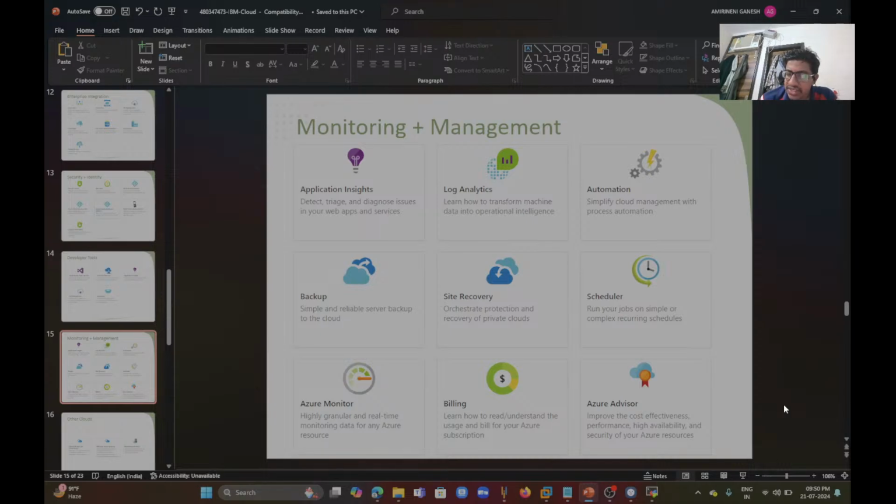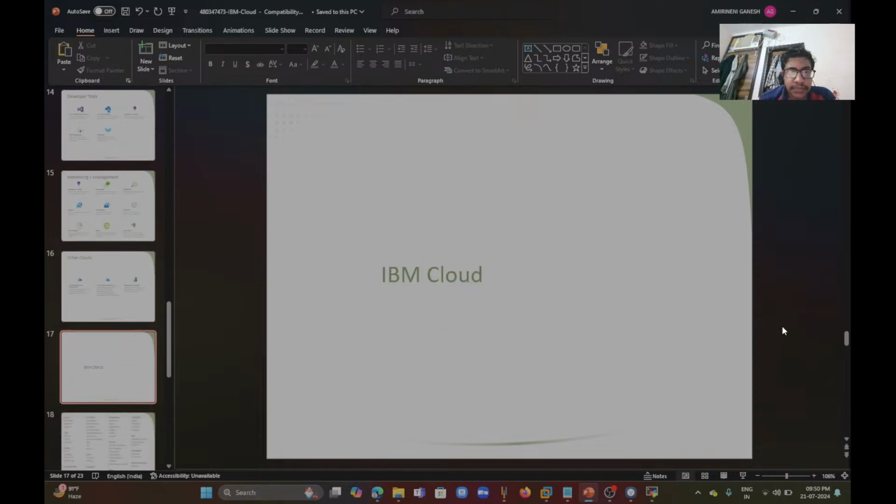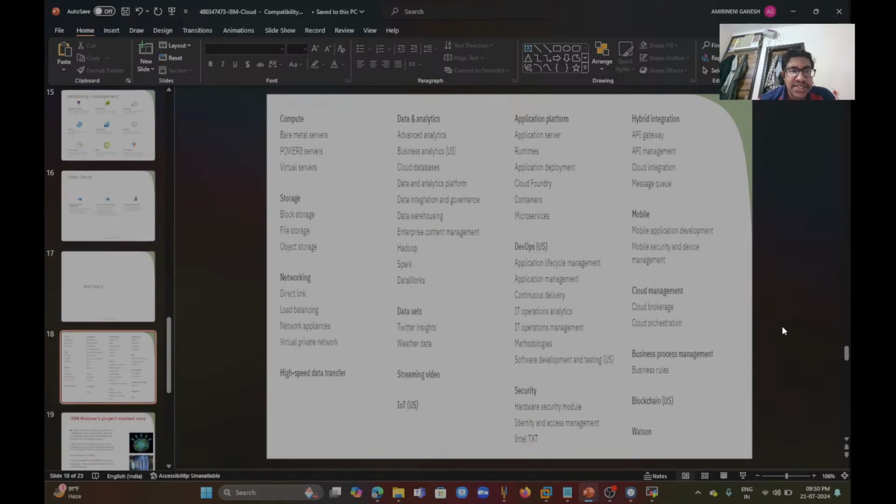If you want evidence, you can check from the net. Azure monitoring services, other cloud. See, this is Microsoft Azure Germany and Stack. This is actually IBM Cloud. This is our Power BI services and cloud databases and data sets, security and DevOps, application platform, hybrid integration and mobile, like this.